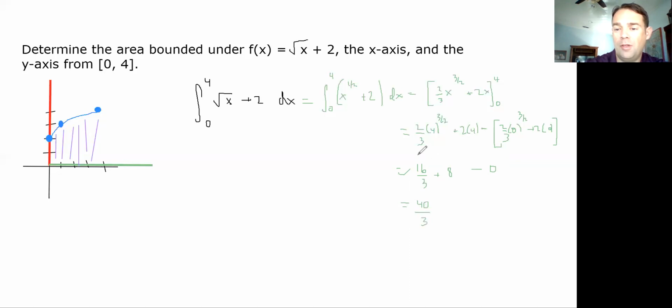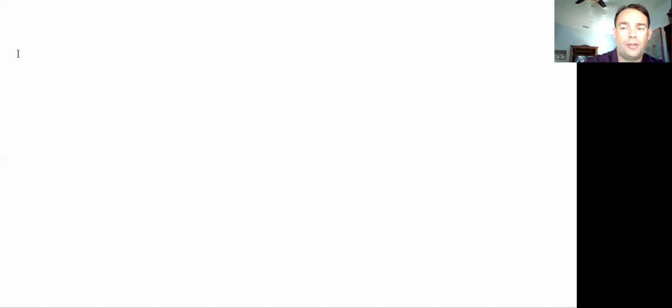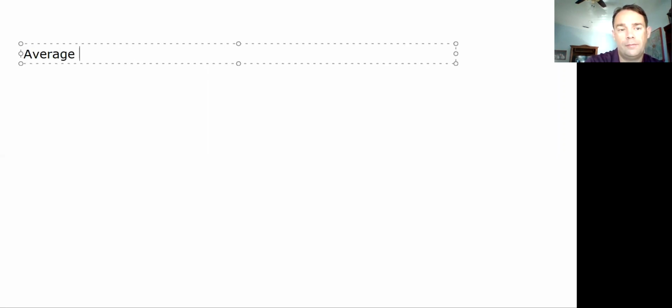Now, I would have left my answer probably as this right here if it was on the free response, but on multiple choice, we'd need to be able to simplify that out. Alrighty, so we have this fundamental theorem of calculus, and we're just going to look at one quick application of it, and then we're going to go ahead and call it a day. And that's called the average value function.